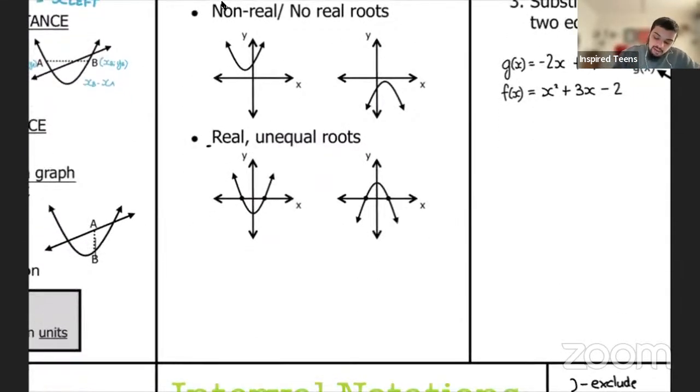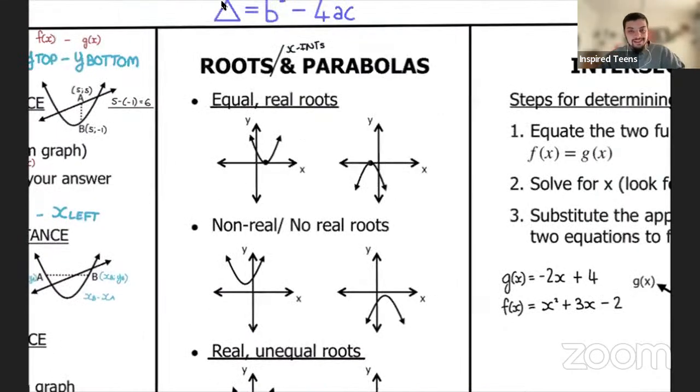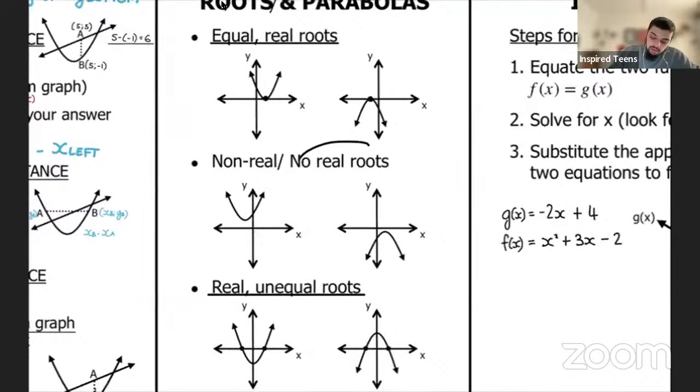And here we have real unequal roots. We'll get to each of them in a second, but here we can see that they are x-intercepts. So real roots means that they are x-intercepts, and non-real roots means that there are no x-intercepts.